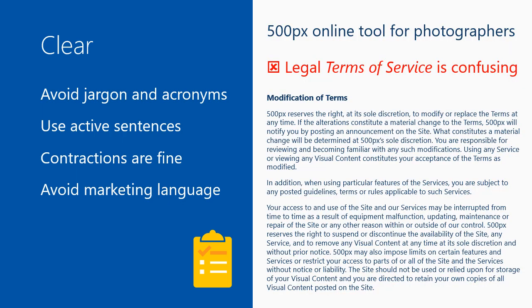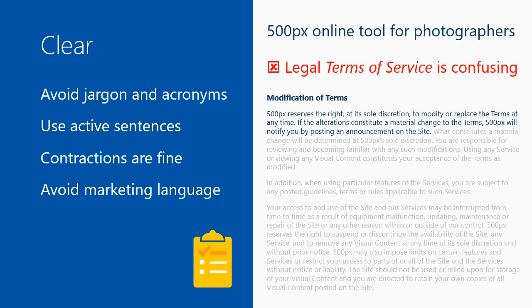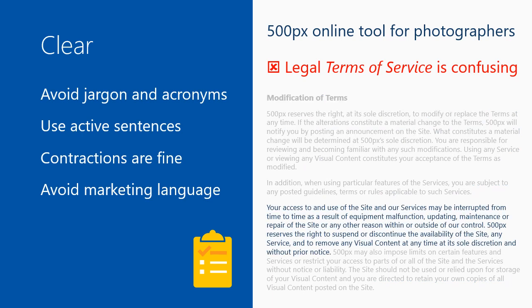Here's an example from 500px, an online tool for photographers. This is just one small part of the terms and conditions for using their website. There's a lot of text here, but it basically comes down to 2 things. They can change the rules at any time, and there may be occasional service interruptions.